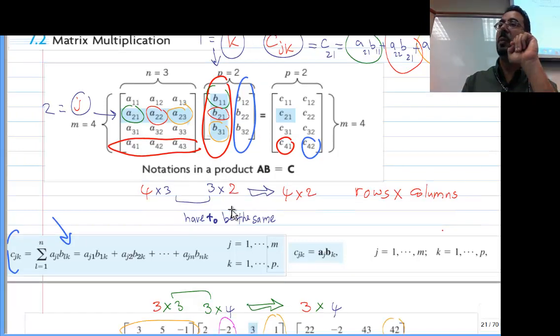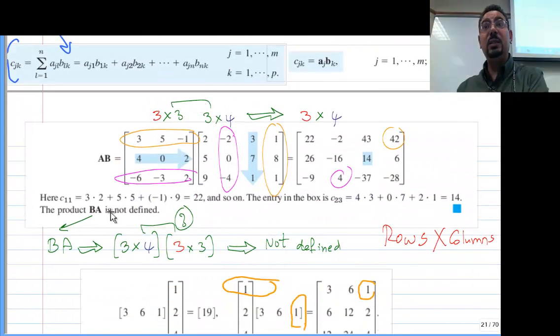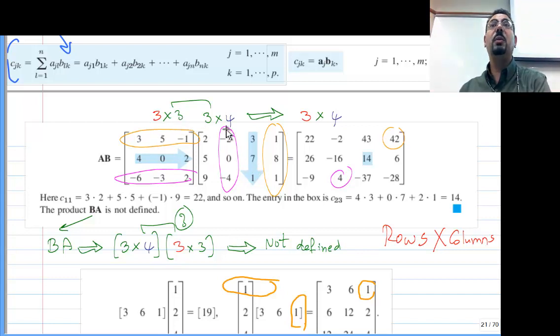Alright? So, for example, look at this. Here he is multiplying A times B. This is 3 by 3 multiplied by 3 by 4. Can we do this? Yes, because that's 3, that matches this 3. Right? And what will we end up getting? We will end up getting a 3 times 4. And so, for example, this first row will generate the first row over here.